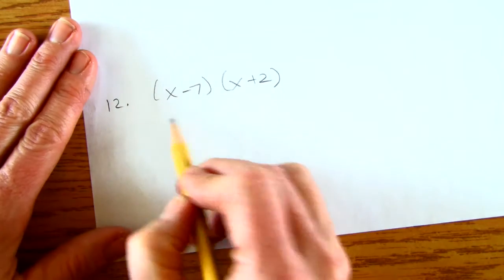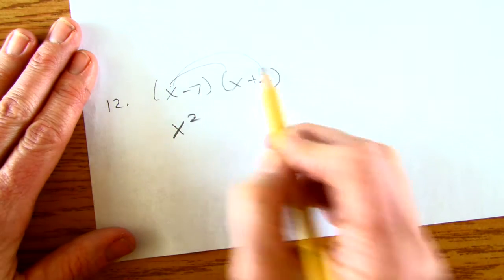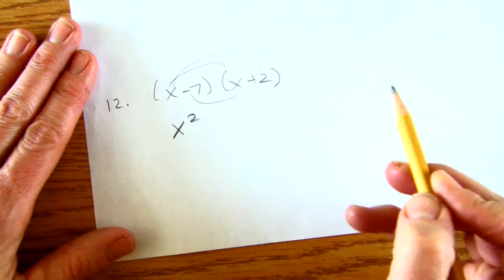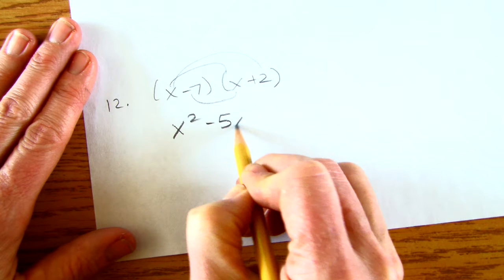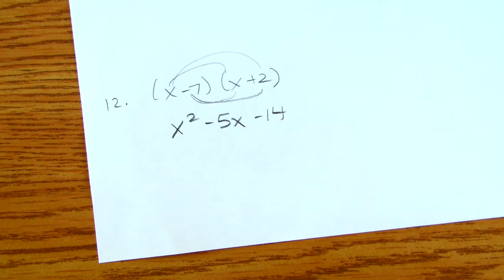And then here they're opposites, so we're going to get x times x is x squared. My outer term is going to be positive 2x. My inner term is going to be negative 7x, so that's going to give me a negative 5x, and then minus my last term, minus 14.